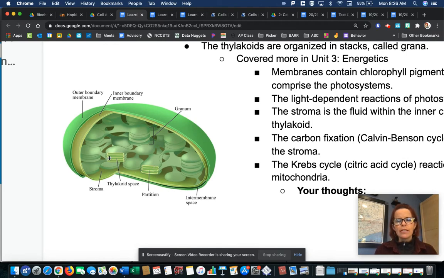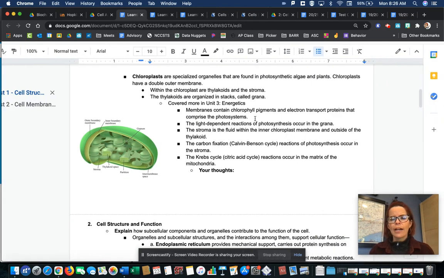A whole stack of thylakoids is called a granum. An individual thylakoid, it looks like a coin or something, is called a thylakoid, just one of them. And then the stroma is the fluid that's floating all around on the inside of the double membrane. And that's where the photosynthesis reactions are going to take place. Membranes contain chlorophyll pigments, which look green, and we'll learn much more about that in an upcoming unit. And electron transport proteins that comprise the photosystems.